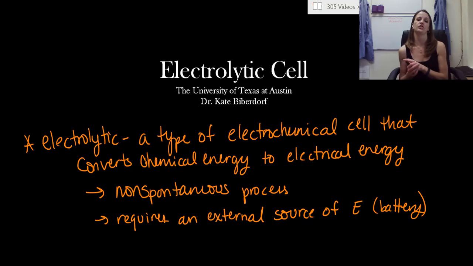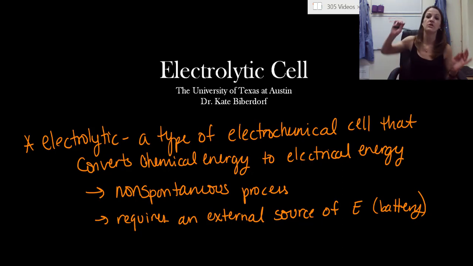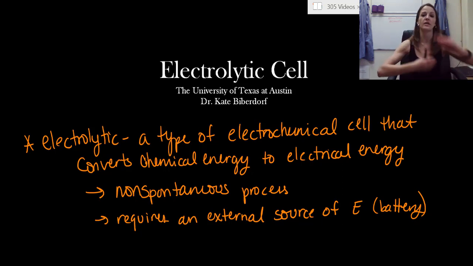Usually an electrolytic cell is what you get when you set up an electrochemical cell but you put your wires on backwards. If you put your wires on the wrong side, so you switch your anode and your cathode, the process will not occur spontaneously because there's only one way. However, if you put it backwards and then you supply a source of energy like a battery, you can actually force that process to occur.